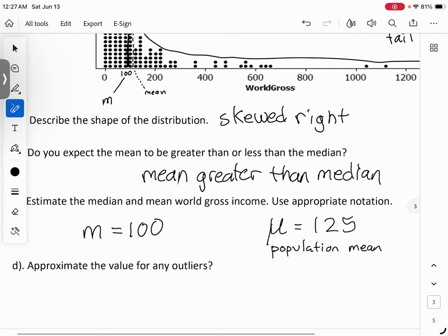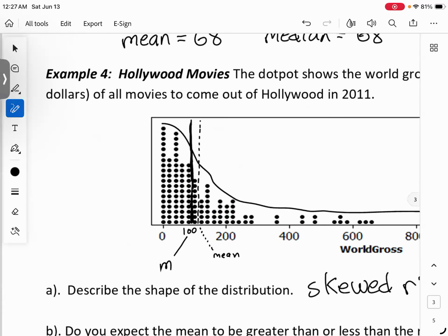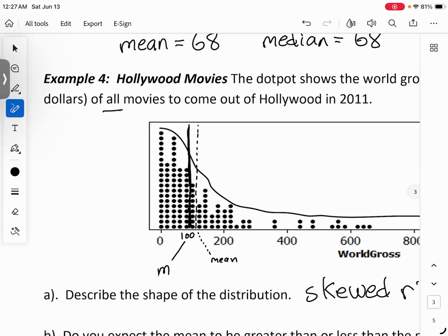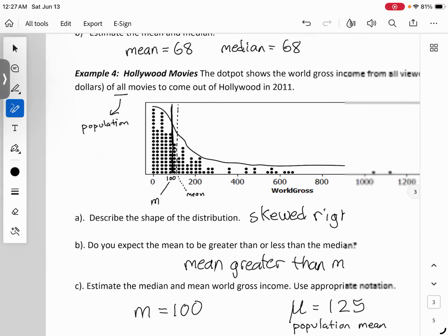a population mean. And again, the little trigger word that we get for population is that word all. So you might just make a little note to yourself. That's going to be your big giveaway that it's a population, if they say all of the movies or all of the students or all of the penguins.